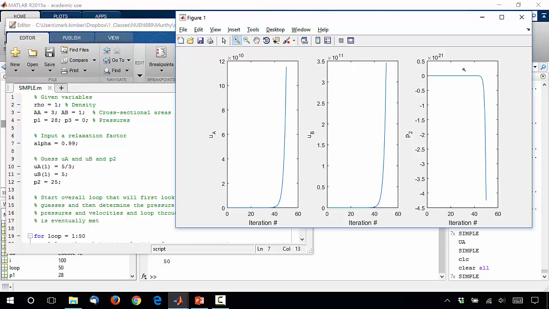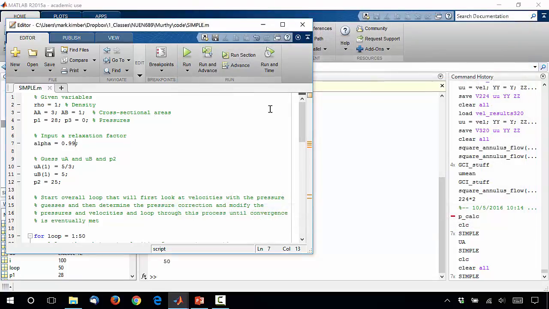So with the SIMPLE algorithm, even for this fairly straightforward 1D system, we are forced to have an under-relaxation approach in our code.